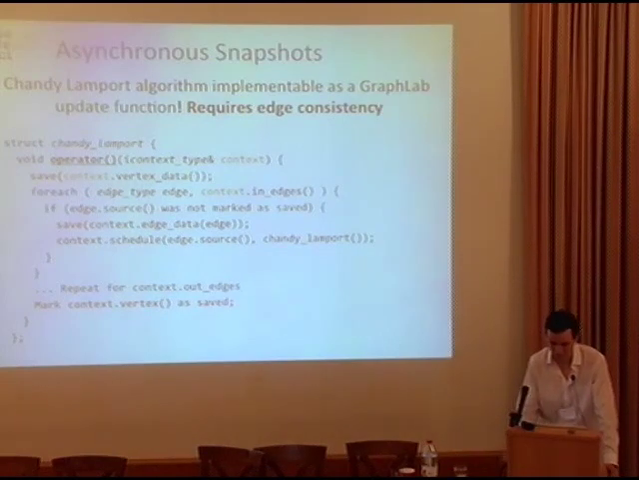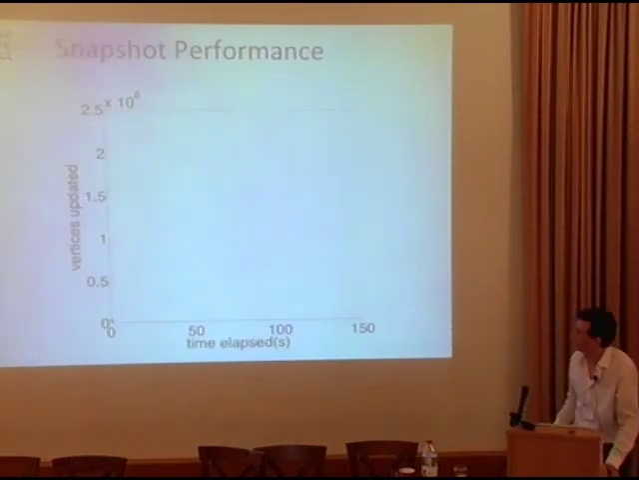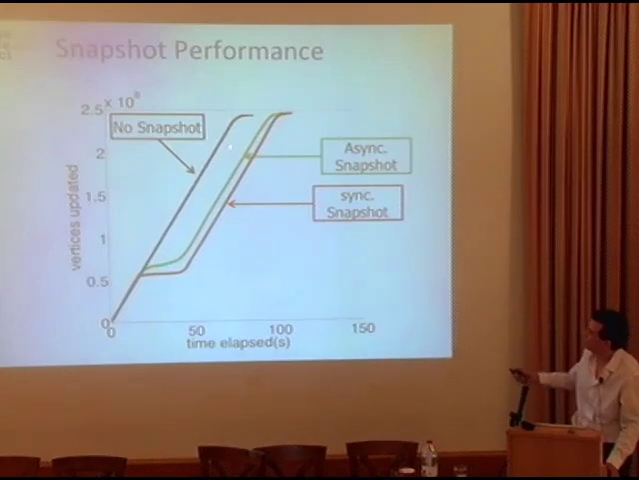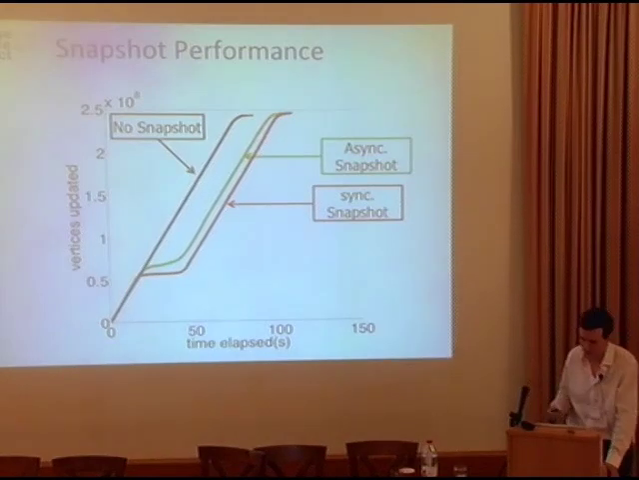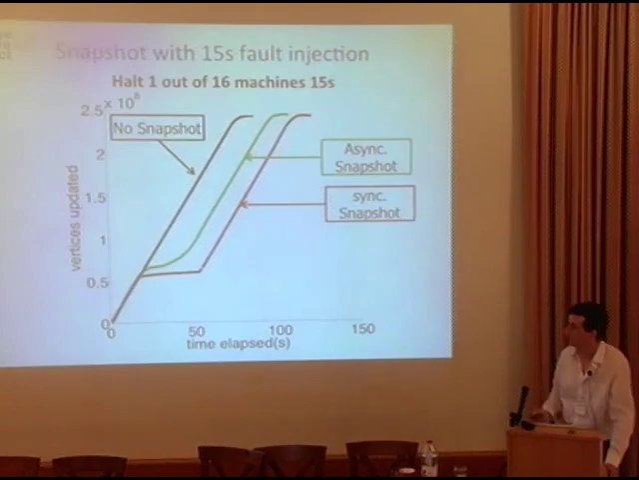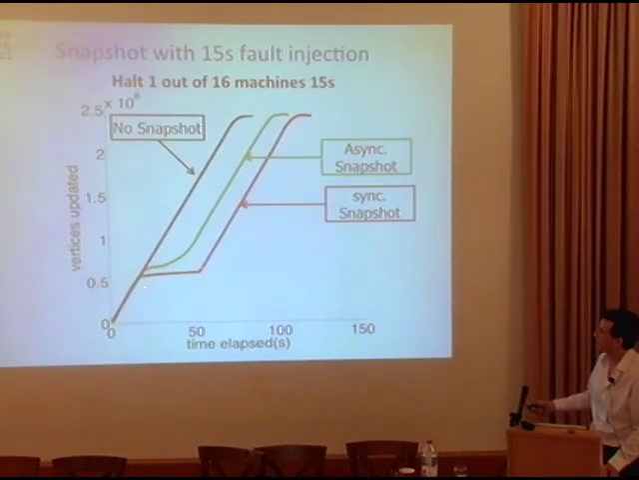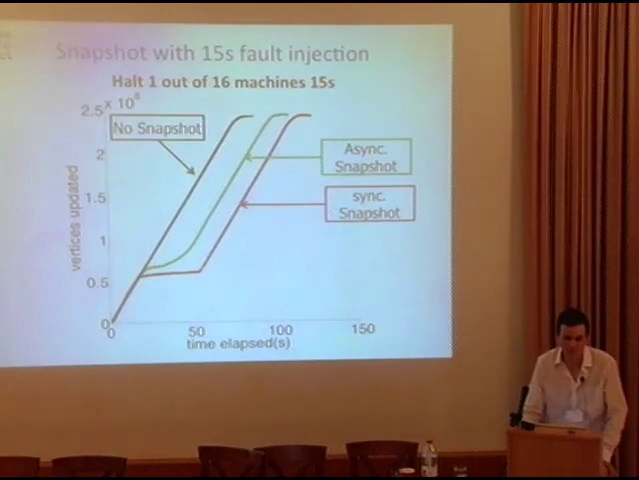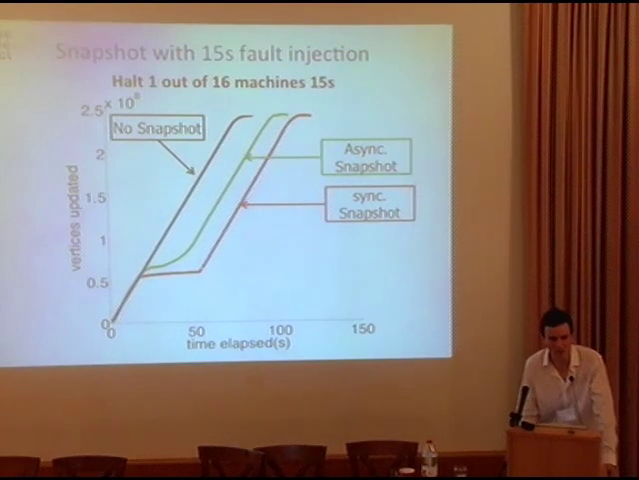I won't go through the details, but the nice thing about it is where we had no snapshotting, you had this performance. With synchronous snapshotting, you had the stopping points. With asynchronous snapshotting, it's more smooth, but it's pretty comparable performance. The difference is you don't have the curse of the slower machine. Even with synchronous snapshotting, things slow down when some machine is slow. With asynchronous, we have basically the same performance, which is very nice. So here we're implementing our snapshotting using GraphLab itself.